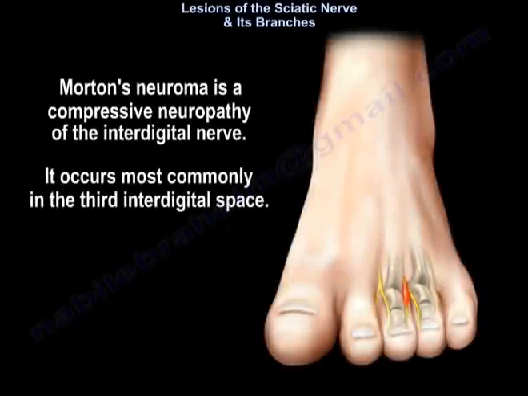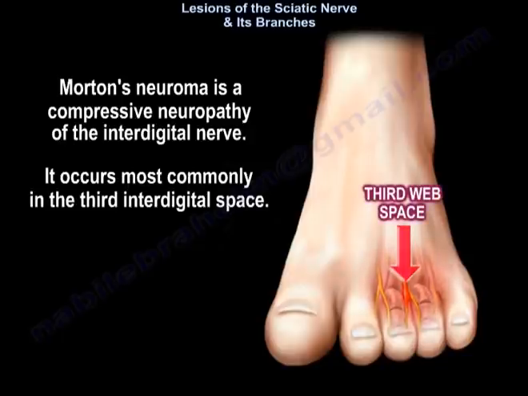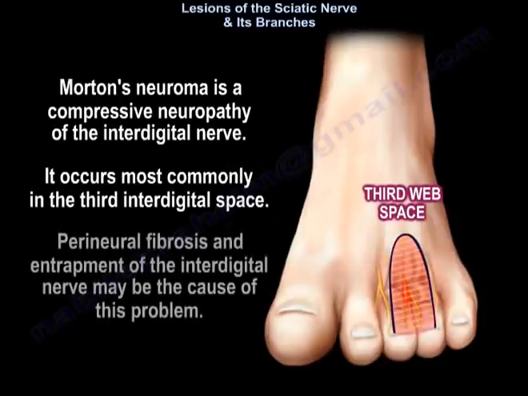Interdigital neuroma, Morton's neuroma, is a compressive neuropathy of the interdigital nerve. It occurs most commonly in the third interdigital space. Perineural fibrosis and entrapment of the interdigital nerve may be the cause of this problem.